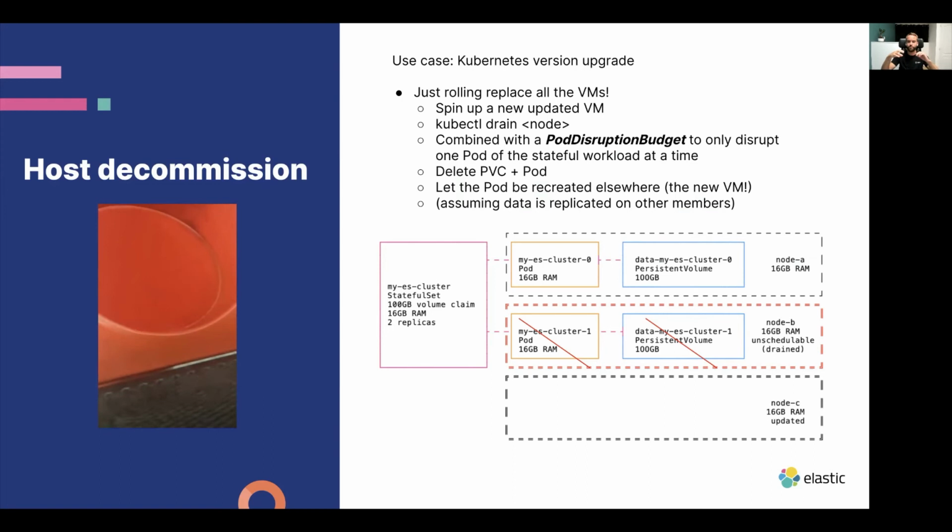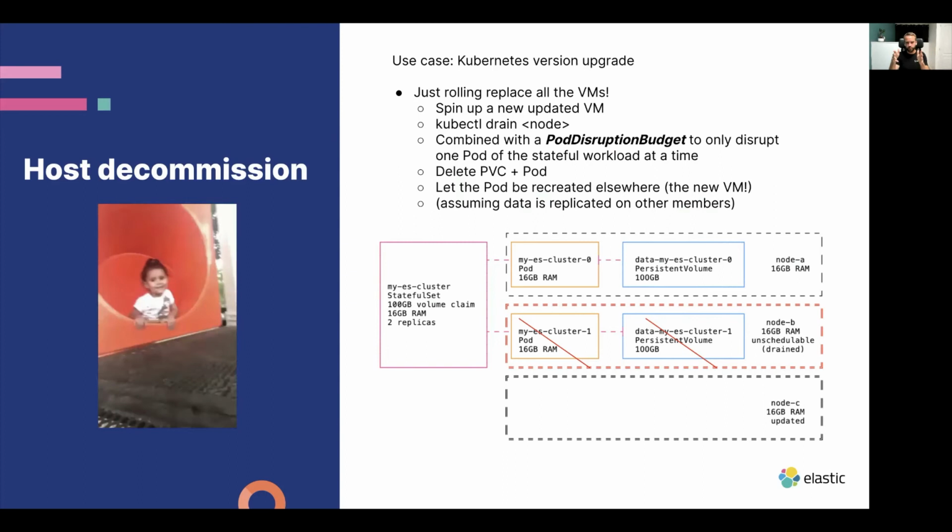So once that's done, once you have no more pods running on that host, you would have, again, as we've seen before, to delete both the PVC and the pod. So the pod was already deleted, but you also need to delete the PVC to make sure that this pod can be recreated somewhere else with a new fresh volume. And then relying on the replication achieved by the application itself, you sort of recover your workload and you didn't lose availability and you didn't lose data.